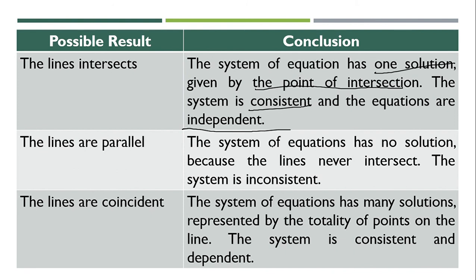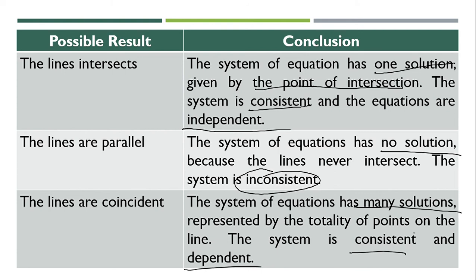The next one is the lines are parallel. The system of equations has no solution, because the lines never intersect. So the system is inconsistent. And lastly, the lines are coincident. The system of equations has many solutions represented by the totality of points on the line. So the system is consistent and dependent. Take note, when the lines are coincident, there are many solutions.